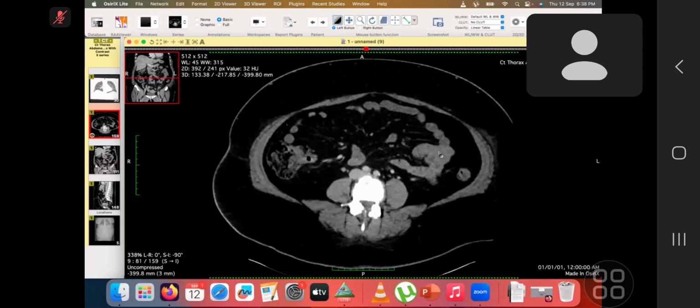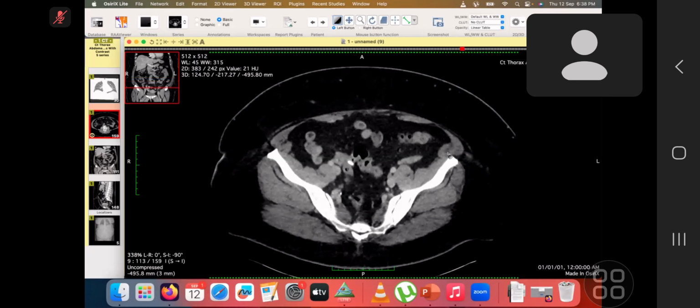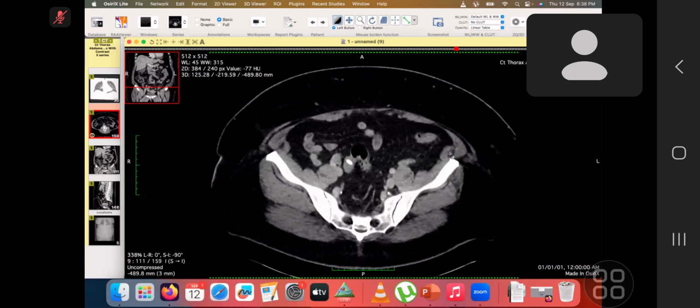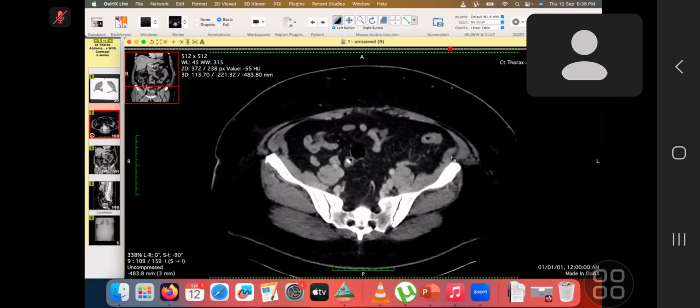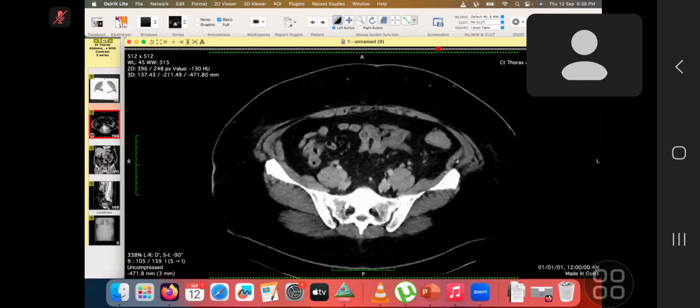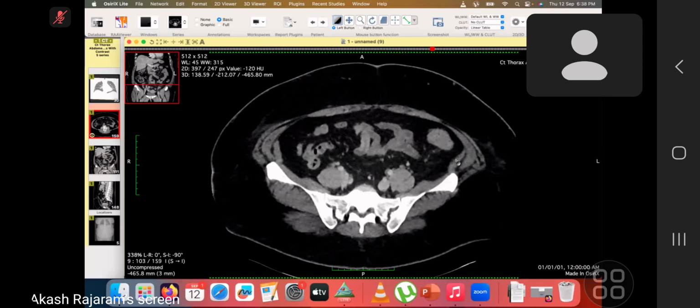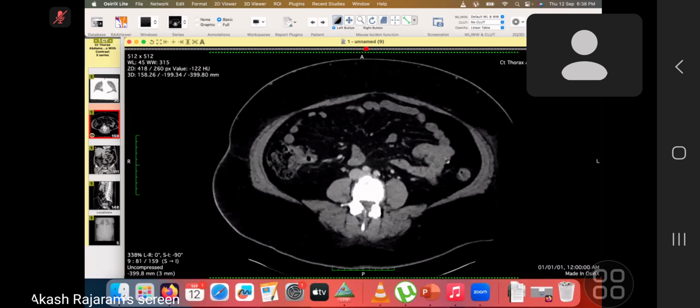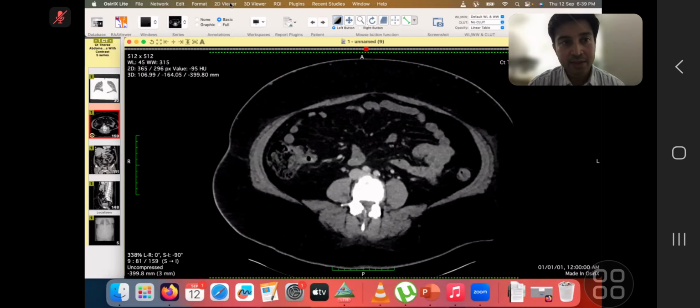So in summary, I think that there is persistent mural thickening of the distal descending colon with mild stranding, and an underlying lesion can't be excluded at this site. There's no evidence of enlarged lymph nodes surrounding this part of the colon, but I would recommend direct visualization with colonoscopy in the first instance to exclude an underlying mass lesion. Okay. We'll go to the next case.